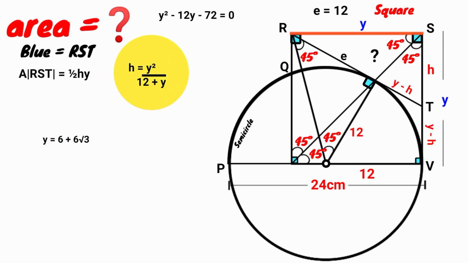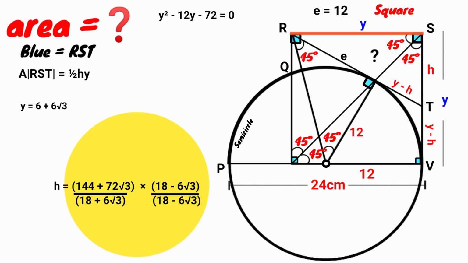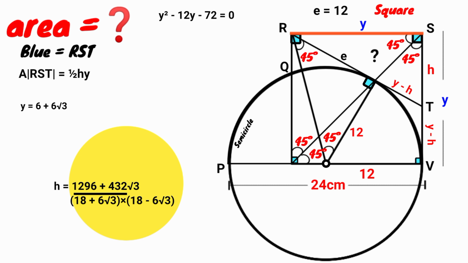Come here, substitute it. Now h equal to 6 plus 6 root 3 all squared all over 12 plus 6 plus 6 root 3. 12 plus 6 is 18. 6 plus 6 root 3 all squared, if you expand, is 144 plus 72 root 3. Now 144 plus 72 root 3 all over 18 plus 6 root 3 multiplied by 18 minus 6 root 3 all over 18 minus 6 root 3. This bracket multiplied by this bracket will give 1296 plus 432 root 3. While this 18 plus 6 root 3 multiplied by this, if you simplify, is 216.